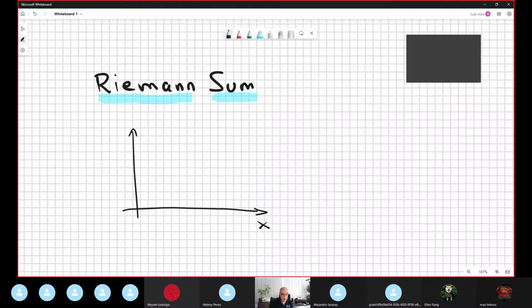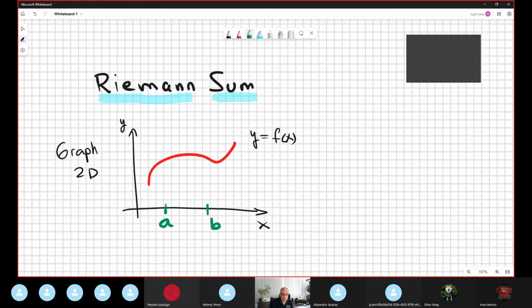In two dimensions, suppose this graph is in two dimensions. This is the graph corresponding with the function y equal f of x. But I perform the Riemann sum in one specific interval. By the way, the interval is one dimension because it's a segment.